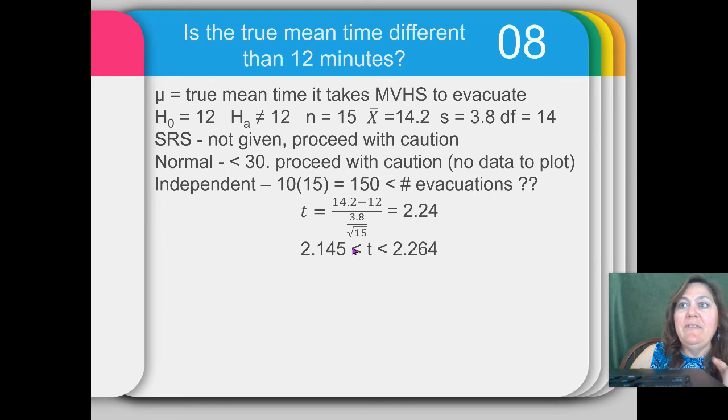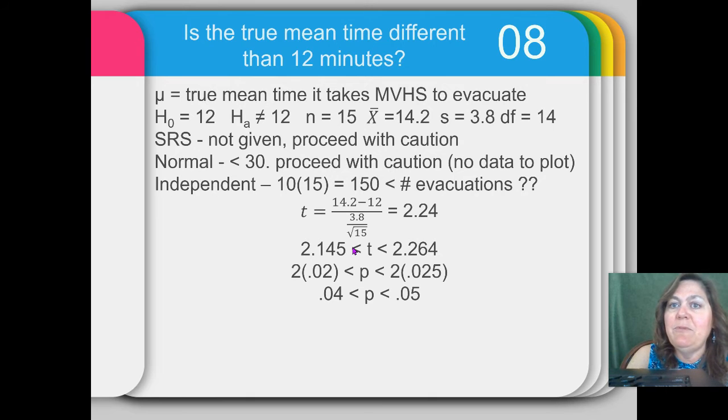Okay, hopefully you found this T for DF of 14 falls between these two T values. When you follow it up, you get those two P values at the top of the chart. It's two-tailed, so I'm going to times those by 2. So your final answer should be the P value is between 0.04 and 0.05.